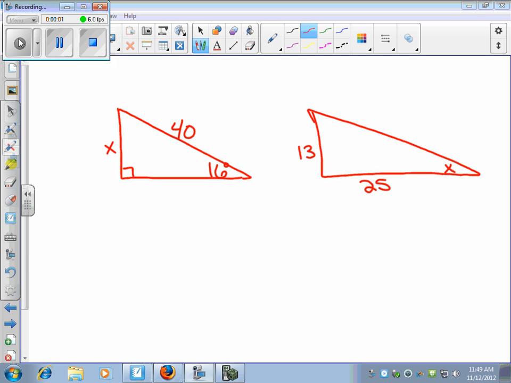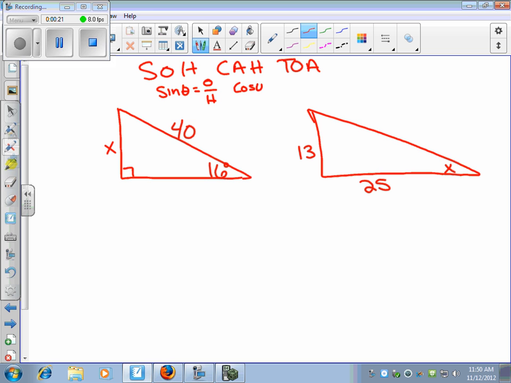So when you were in geometry, you probably learned SOH CAH TOA, which relates to right triangles. And the reason that they use this acronym, of course, is because the sine of an angle is equal to the opposite side divided by the hypotenuse. The cosine of an angle is equal to the adjacent side to the angle divided by the hypotenuse.